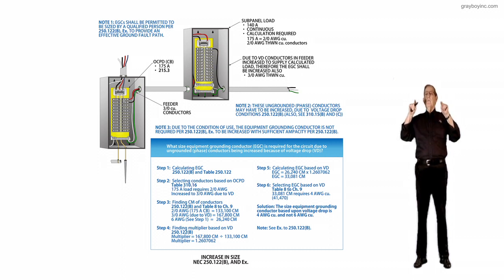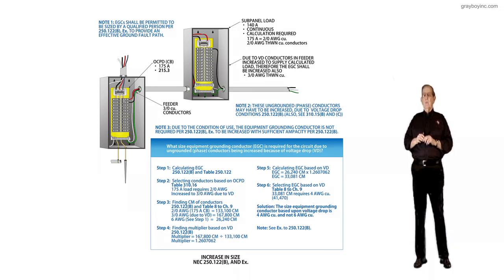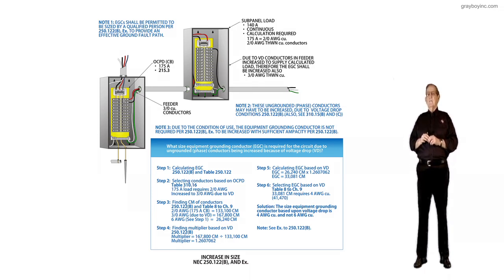Said we can go before a plan checker, we can talk to an inspector, and we can all be on the same page that we are providing as engineers an effective ground fault path and not that old business that used to be in the code, effectively grounded. Now, basically that is what this revision is all about.